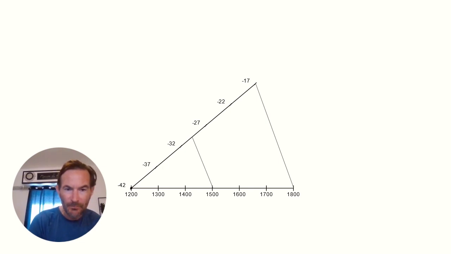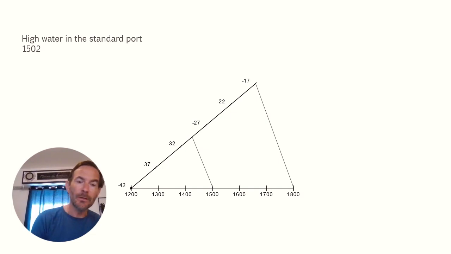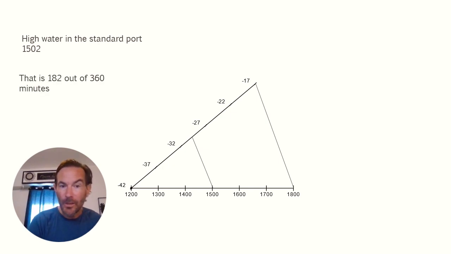High water time is given as 15:02 in the standard port. And the adjustments go from 12 o'clock to 6 o'clock. So 15:02 is 3 hours and 2 minutes along the way. 3 hours, 60, 120, 180. So we've got 182 minutes. 6 hours, 360. We've got 182 360ths. That's from there to there. So 182 is there, out of a total of 360.